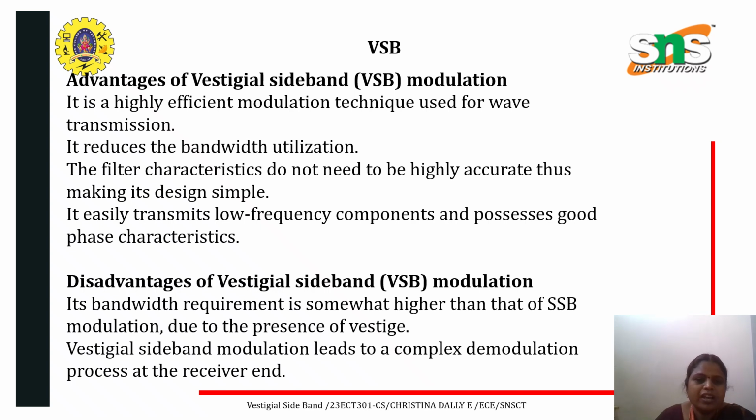Coming to the advantages of vestigial sideband, it is a very efficient modulation technique. It is used for wave transmission. It reduces the bandwidth utilization. The filter characteristics will be accurate and the design will be simple. It has low frequency components and good phase characteristics. Compared to that, the disadvantages are that the bandwidth required is somewhat higher due to the vestige, and it needs a complex demodulation process at the receiver.